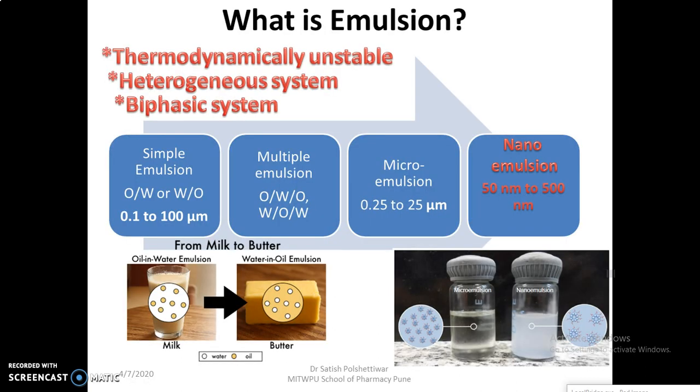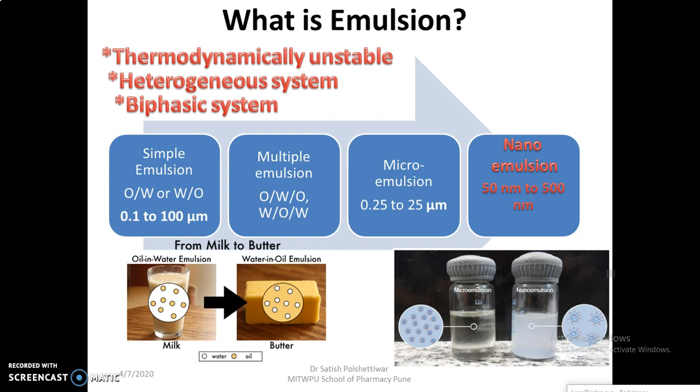So what is emulsion exactly? Emulsion is a thermodynamically unstable system. From the thermodynamic point of view it is unstable because a lot of free energy is involved in that system. It is a heterogeneous system made up of two phases, oil and water, so it is also called a biphasic system. Emulsion is a biphasic system consisting of two immiscible liquids, one of which is finely subdivided, which we call the dispersed phase, and uniformly distributed throughout the dispersion medium, which we call the continuous phase. That is the emulsion.